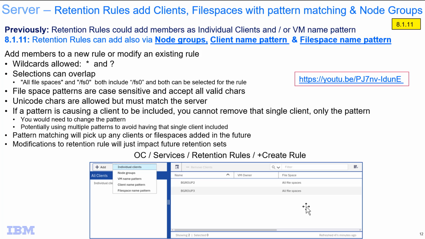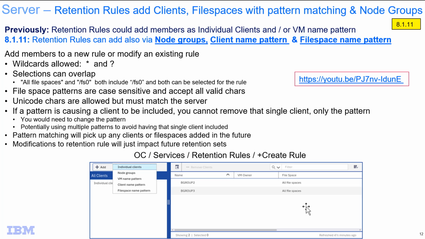And so this is going to allow you to add these different members or different pattern matching members to the retention rules. And you can also use the wildcards with the asterisk matching all different characters or the question mark matching a single character. A couple things to look out for is that selections can overlap. So for instance, if you're adding all file spaces and /fs0, both of those will include the /fs0 and both can be selected for an individual rule.